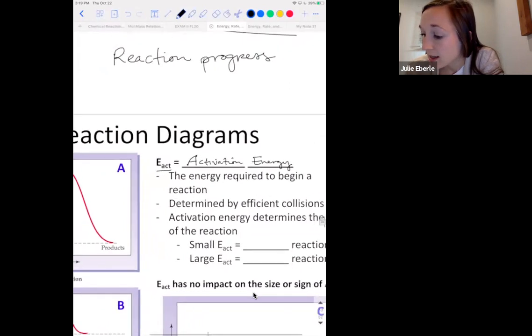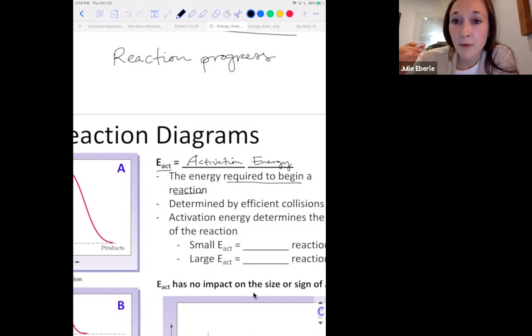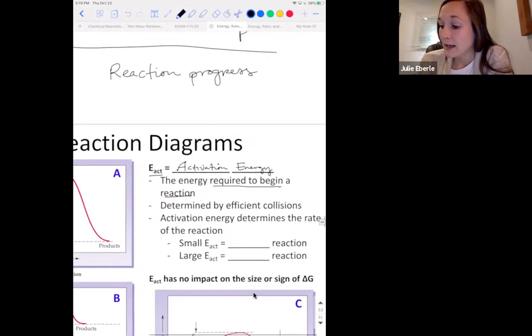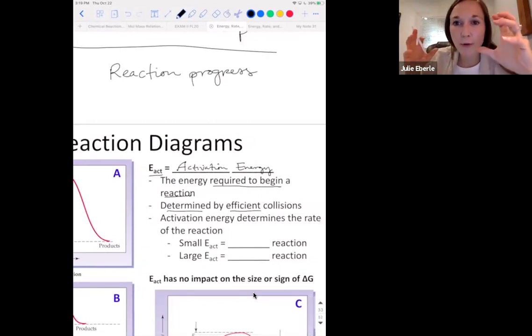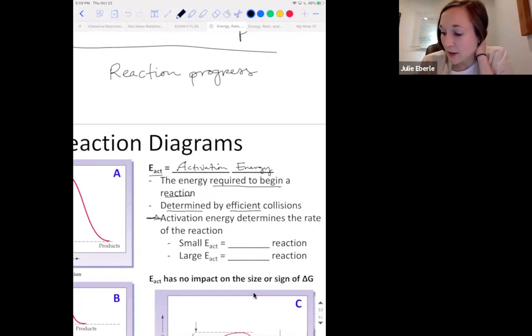All right. This is the energy required to begin the reaction. And this is actually marked off on the graph when you go up to that energy peak or that energy barrier. And it is determined by how efficiently molecules collide. If you get just the perfect proper orientation, then molecules are set up that when they collide, the amount of energy they collide with can make the reaction go. Another important thing to know about activation energy is right here. It determines the rate of the reaction. It determines how fast the reaction will go.